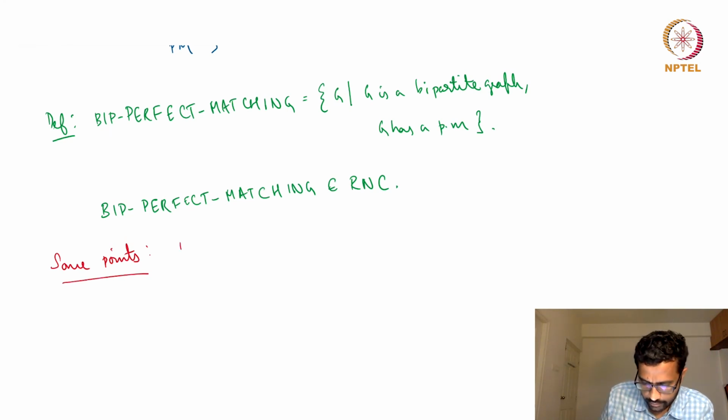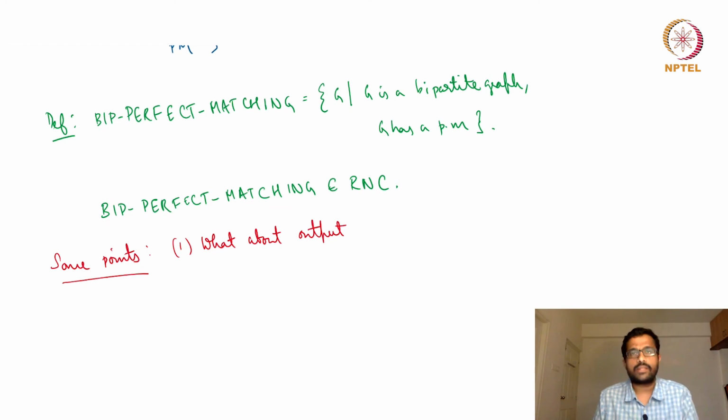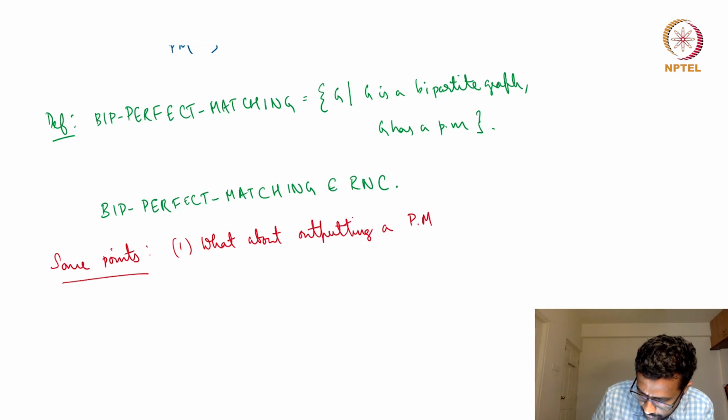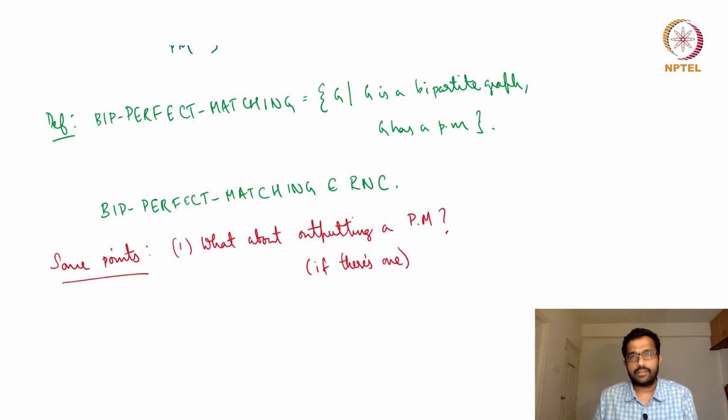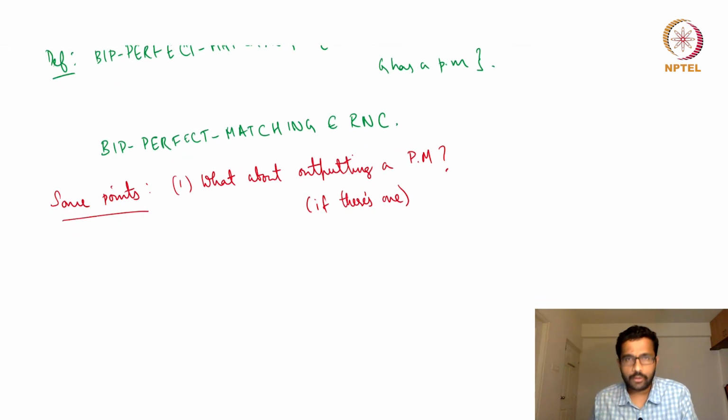So one question is, this is a decision problem, right? It tells us whether the graph has a perfect matching or not. What about now outputting a perfect matching, if there is one? If the graph has a perfect matching, can we output this perfect matching? And the answer is that this also can be done in RNC. Perhaps we will see this in next week's lectures.